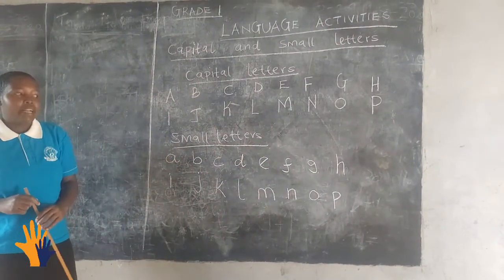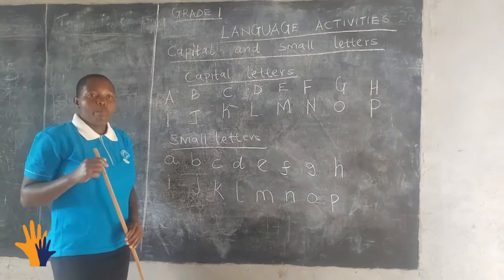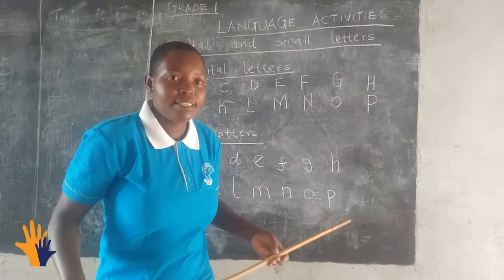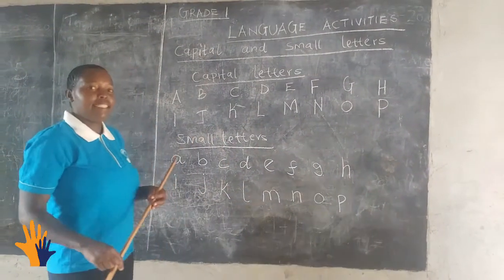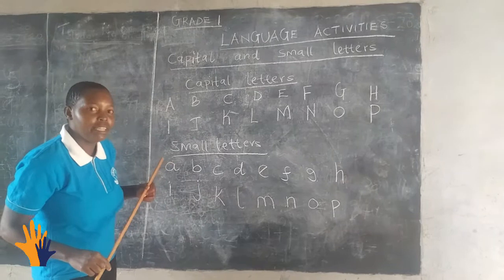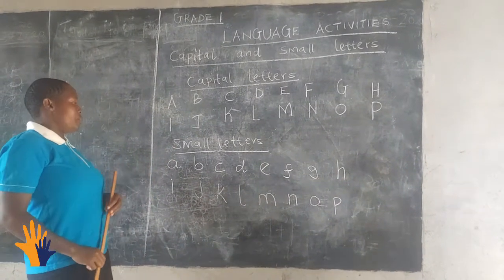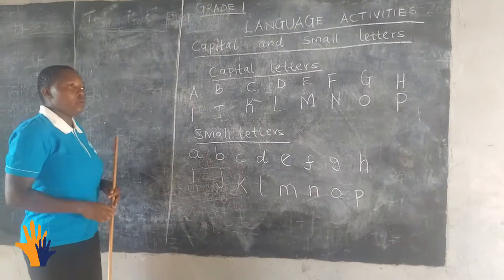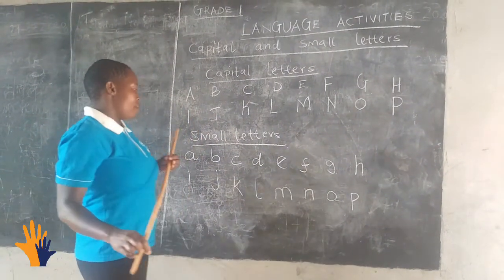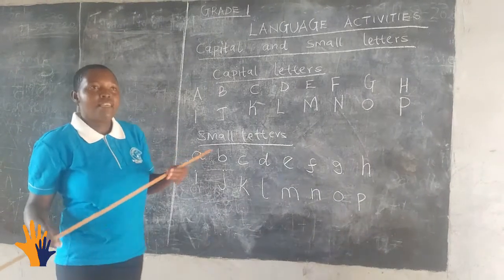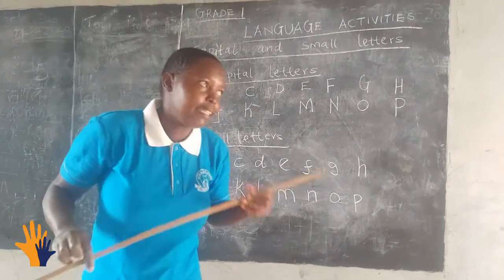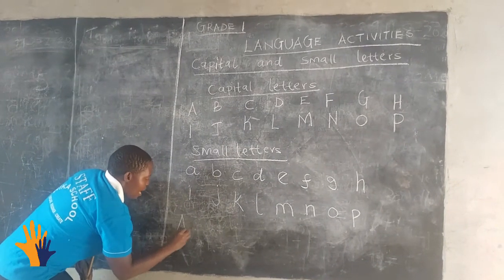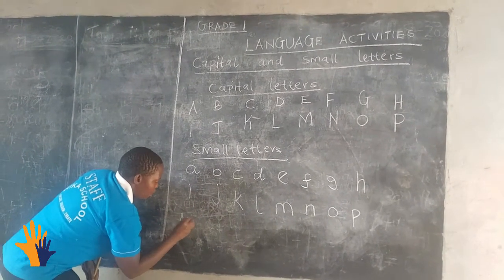So children, we want to make some words, to write some words in capital letters, then also in small letters. Are you ready, children? Good. The words are as follows. We only want to look at 3 words, writing them in capital letters, then also in small letters. So we begin with words like apple.